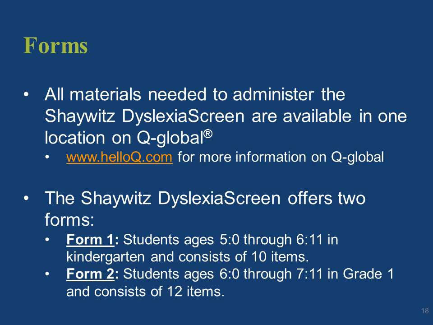There are two different forms. There's Form 1, which is for students in kindergarten. That's ages 5-0 through 6-11, and that consists of 10 items. And there is Form 2, which is for ages 6-0 through 7-11 in grade 1, and that consists of 12 items.